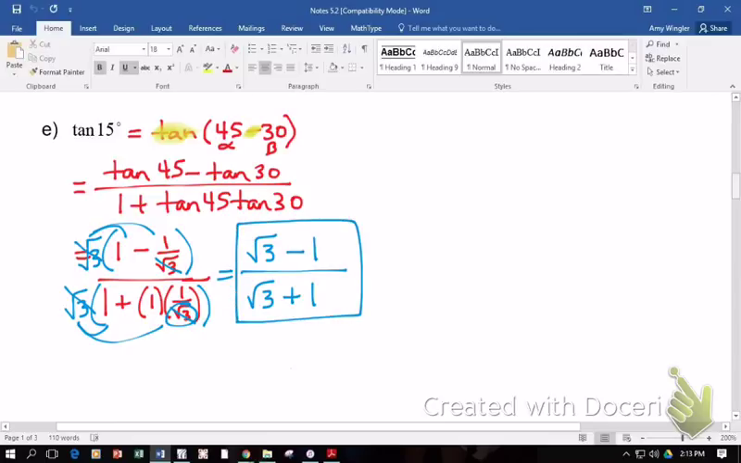I'm fine with you leaving your answer like that. It will not be left like that in the back of the book. They will rationalize the denominator. To do that, you have to multiply by the conjugate.